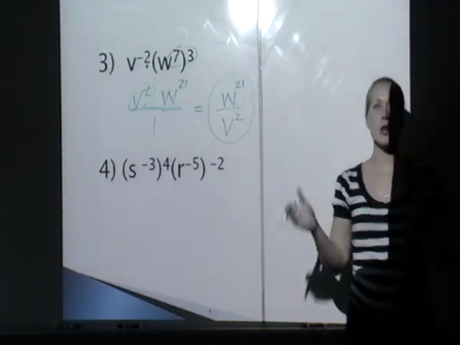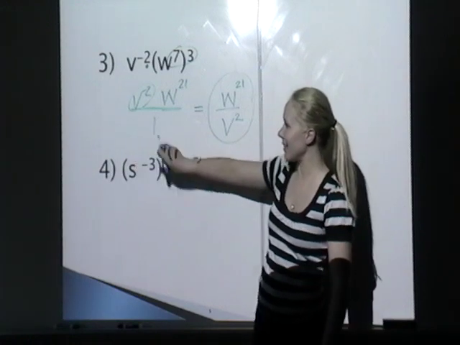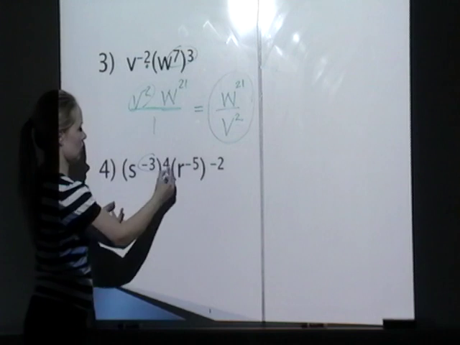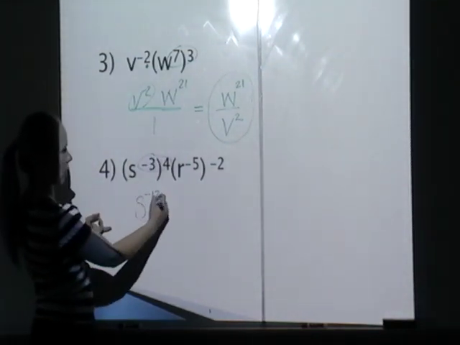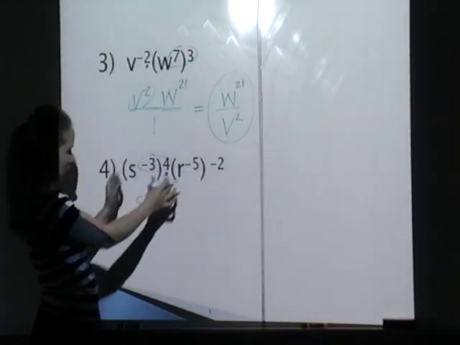So I'm going to use my power to a power rule. I've got s to the negative 3rd, that's a power, and I'm taking that and raising it to another power, so I know that I can multiply. So I've got s, and negative 3 times 4 is negative 12. And remember, there's a big multiplication sign. We got 2 parentheses stuck together, so let's multiply.